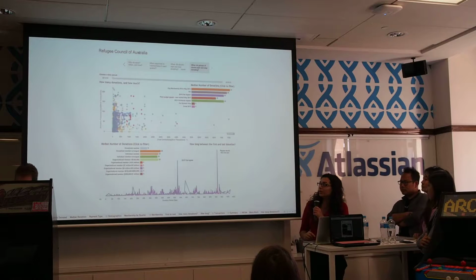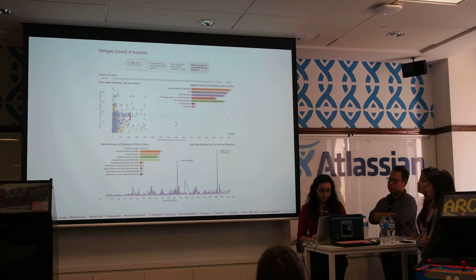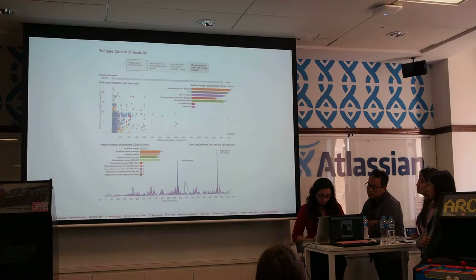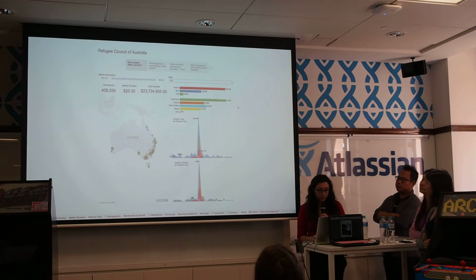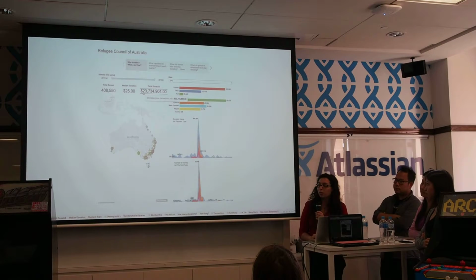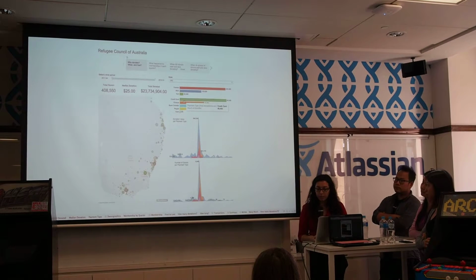So this is what your interactive reporting by month might look like. These are your demographics. You've got some totals here: your total donors, your median donation, and total donated. And then you can have a map here by the postcodes of people who donate. You can see the segmentation by gender and by how people pay.